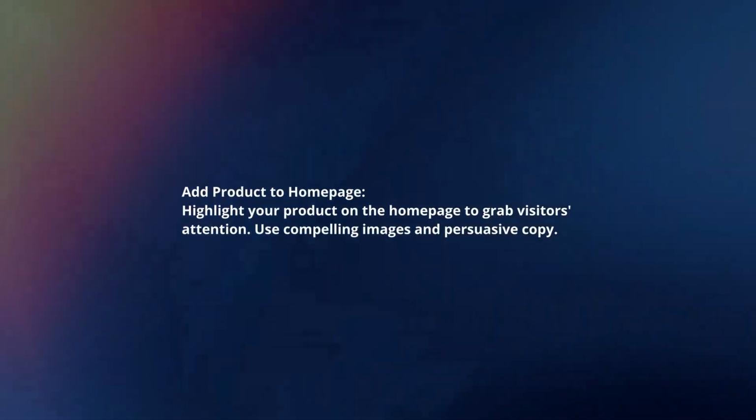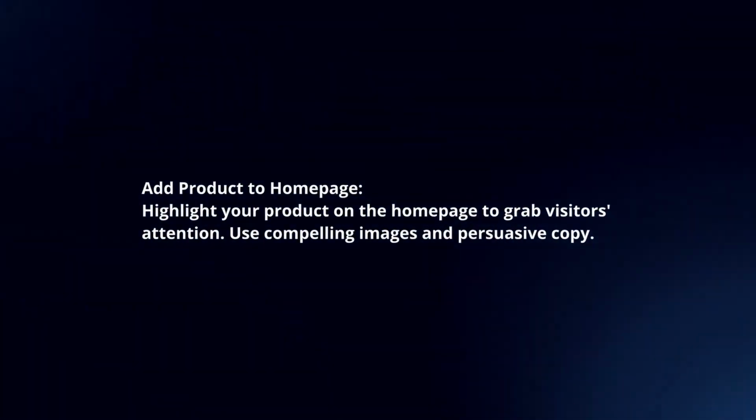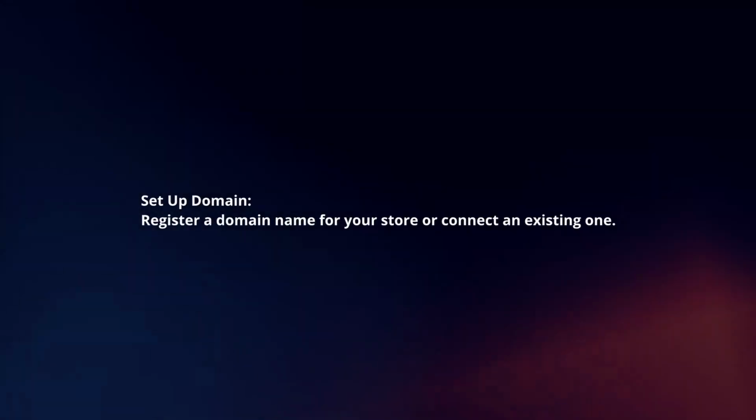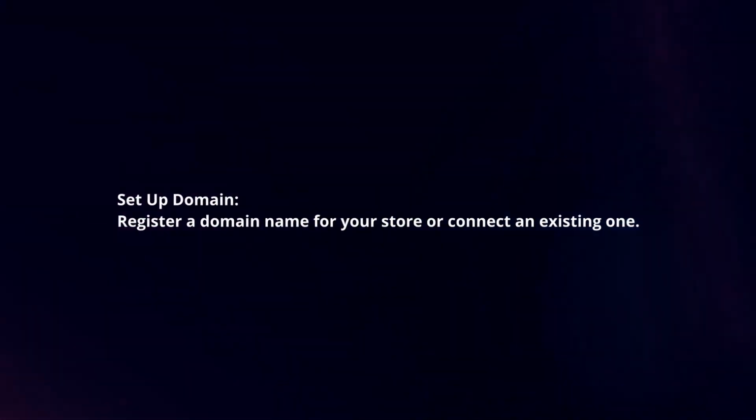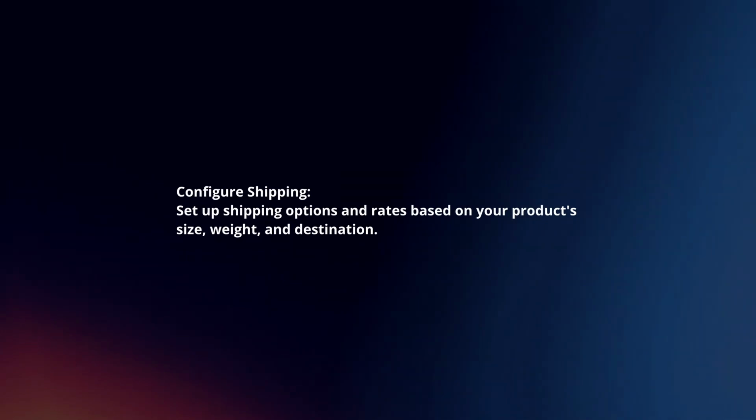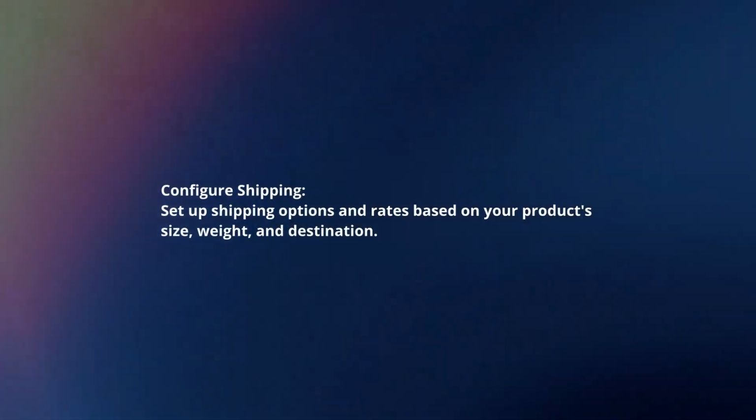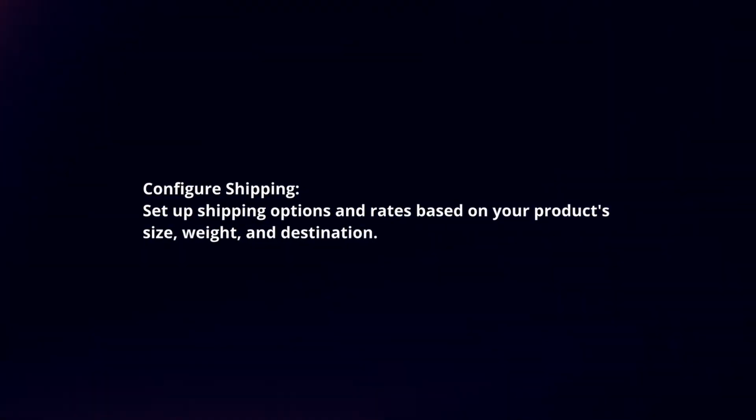Add product to homepage. Highlight your product on the homepage to grab visitors' attention. Use compelling images and persuasive copy. Set up domain. Register a domain name for your store or connect an existing one. Configure shipping. Set up shipping options and rates based on your product size, weight, and destination.